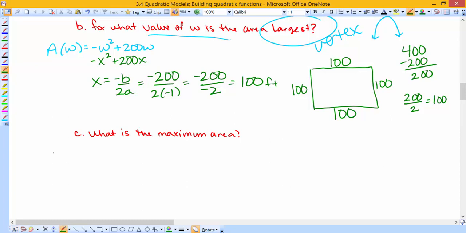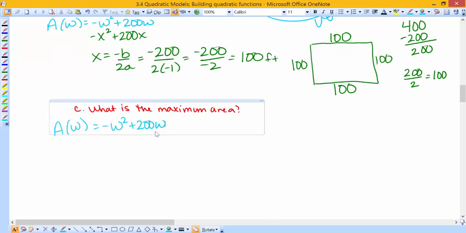Well, area, if I look back at my function, I found W. Now I need to find the area. Well, guess what this equation is for? It's for finding the area. So I found W. Now I'm going to plug in for W. That will now help me find the area.